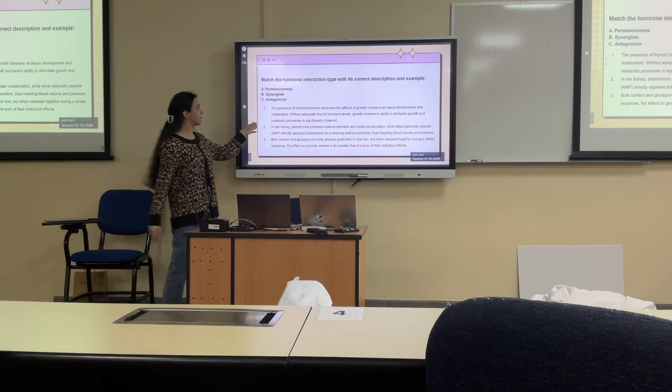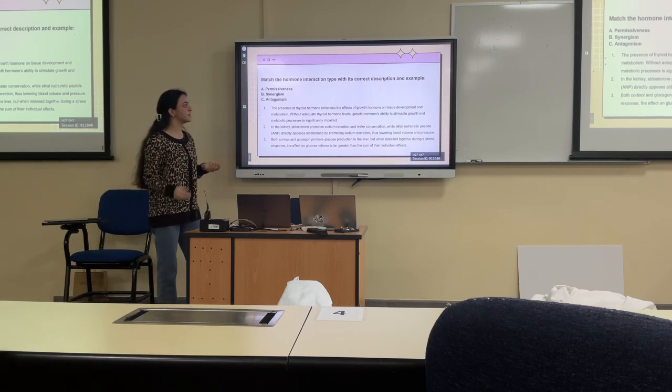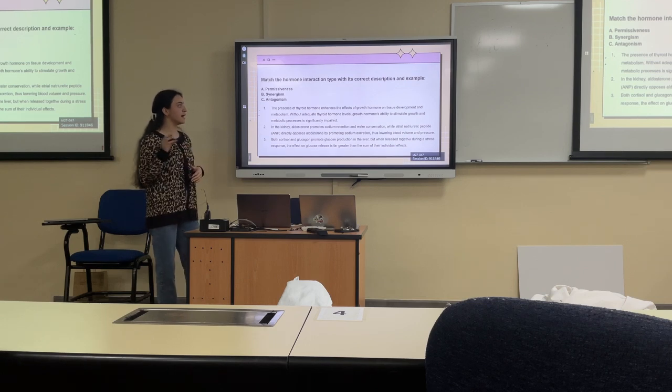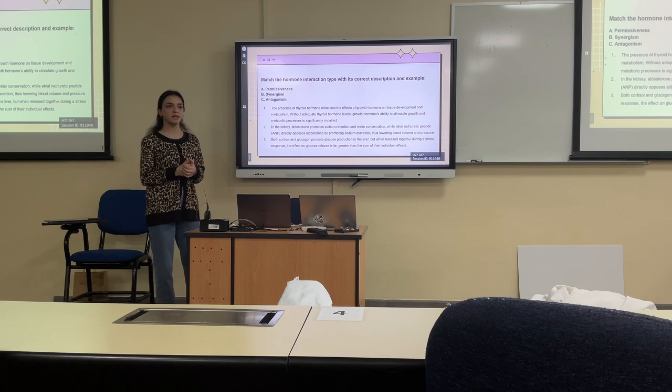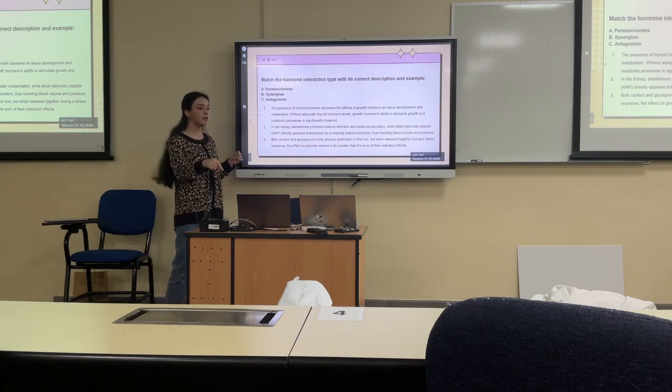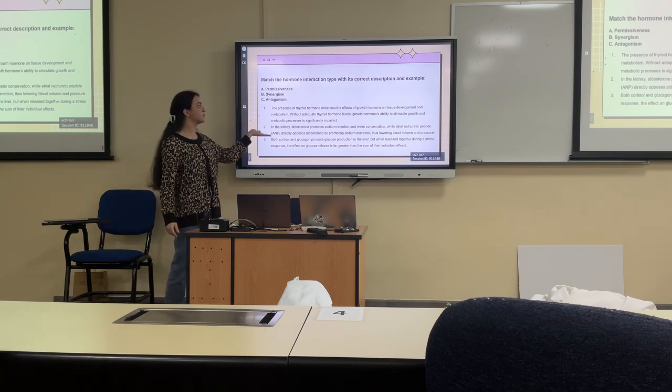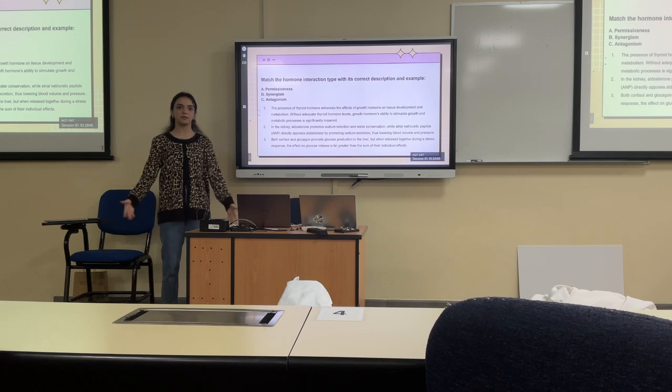In the first example, the presence of thyroid hormone enhances the effects of growth hormone on tissue development and metabolism. Without adequate thyroid hormone levels, growth hormone's ability to stimulate growth and metabolic processes is significantly impaired. This is what we call permissiveness. That's because a certain hormone cannot exert its effect on a cell unless another hormone helps it out. Here, growth hormone needs thyroid hormone to enhance its response.